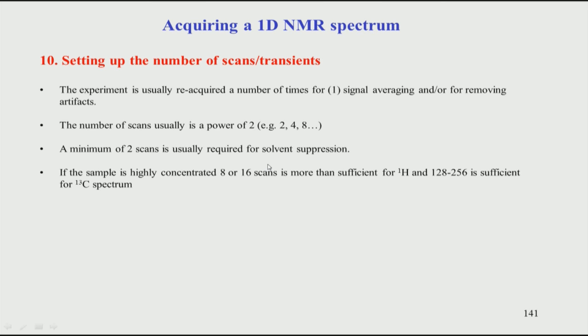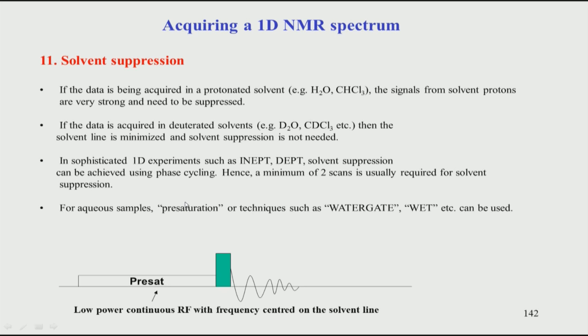But if you go to carbon 13, remember we will see later that it is very insensitive compared to hydrogen. Why? Because the gyromagnetic ratio is 4 times less and the natural abundance of carbon 13 is also less. So, you need more scans. If you have a good concentration, let us say a 5 millimolar or 10 millimolar sample, you can record a good data set with about 256 scans. Carbon 13 is very less sensitive.